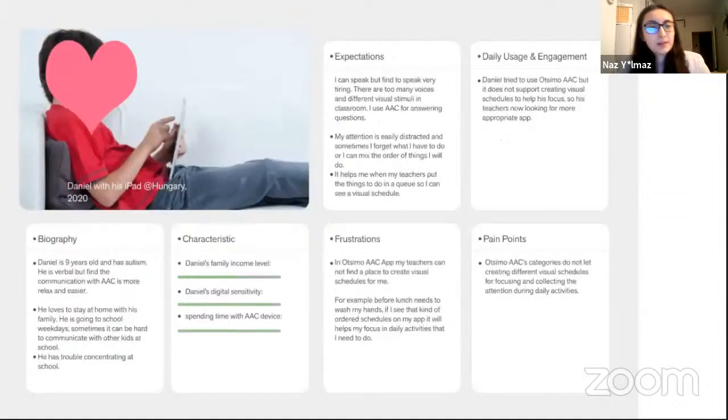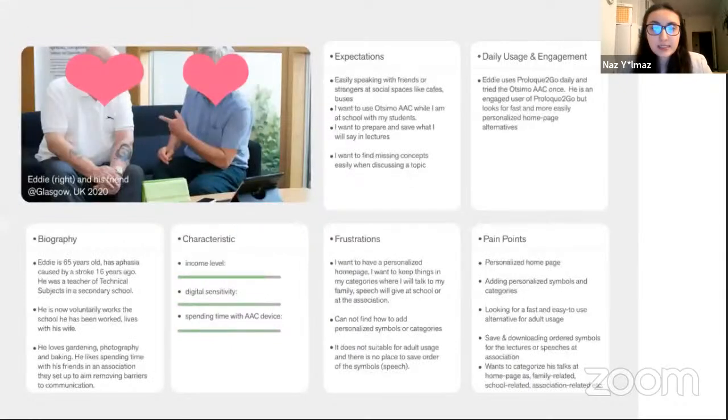Danielle, what is the expectation? I can speak, but I find speaking very tiring. There are too many voices and different visual stimuli in the classroom. I use AAC for answering questions. What is the frustration? In the Otsimo AAC app, my teachers cannot find a place to create visual schedules for me. This is one of the frustrations. And what is the pain point? Otsimo AAC's categories do not let creating different visual schedules for focusing and collecting the attention during daily activities. These are our adult personas.